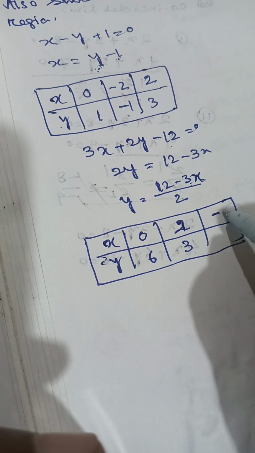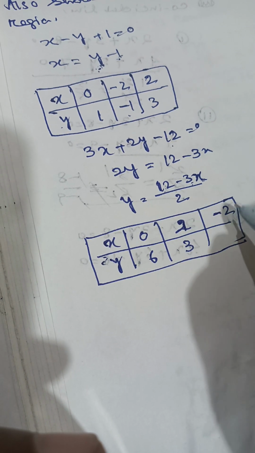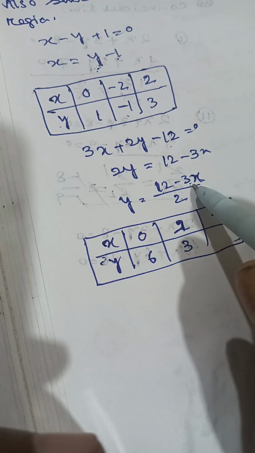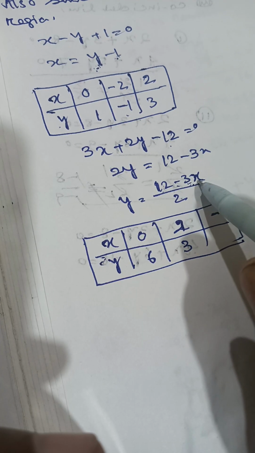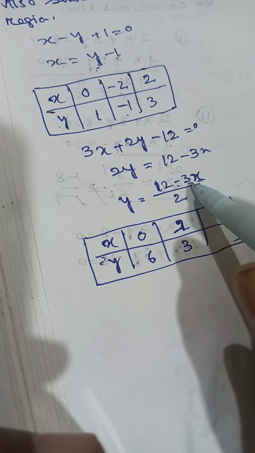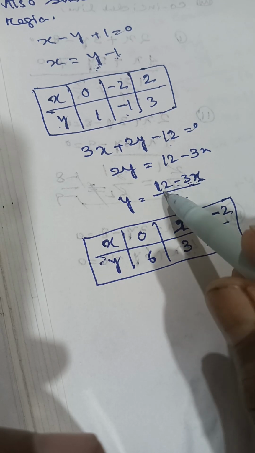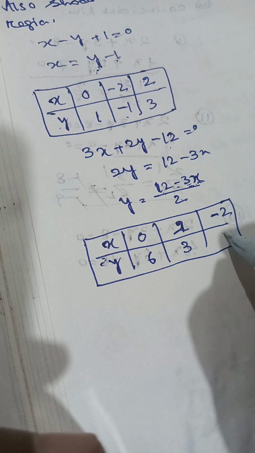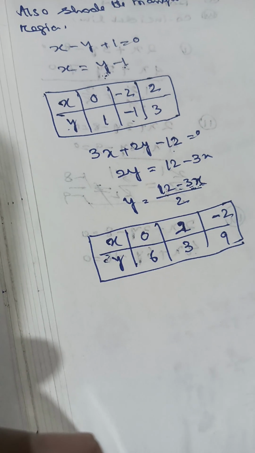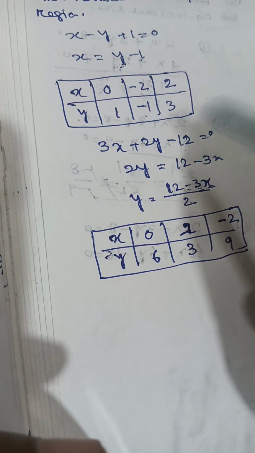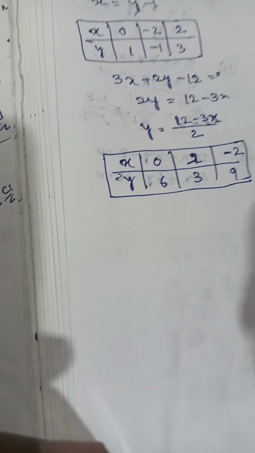Similarly, you can consider here minus 2. If we put it here, minus 3 into minus 2 will be plus 6, and 12 plus 6 will be 18. 18 by 2 is 9. So these are the solutions of the equation for the graph.